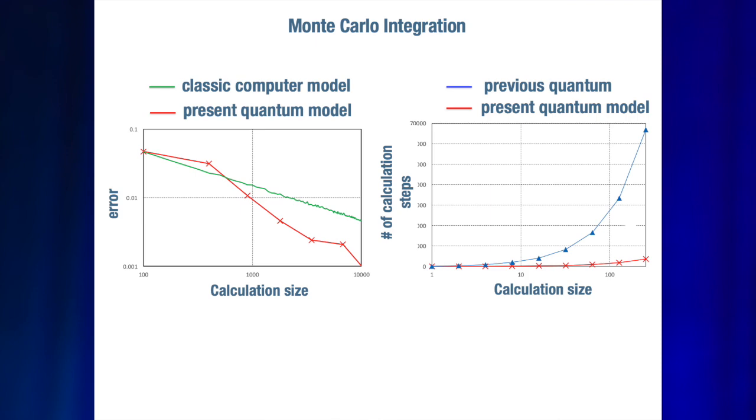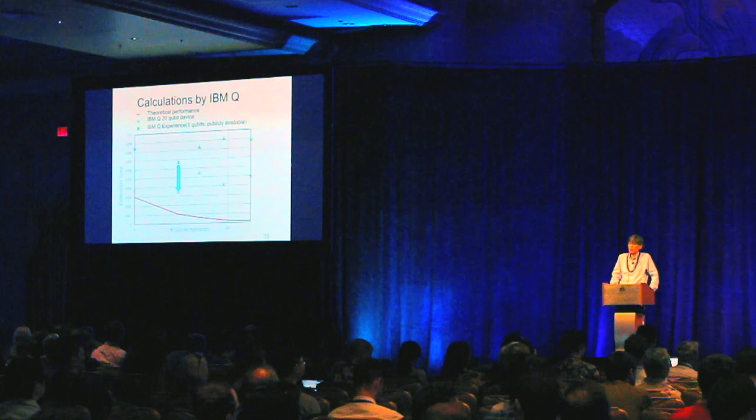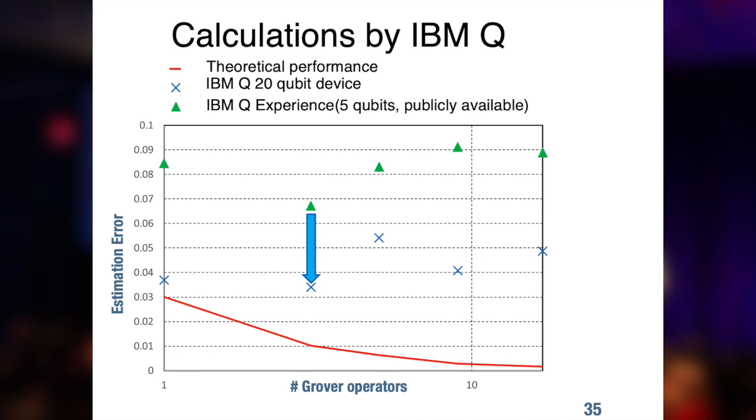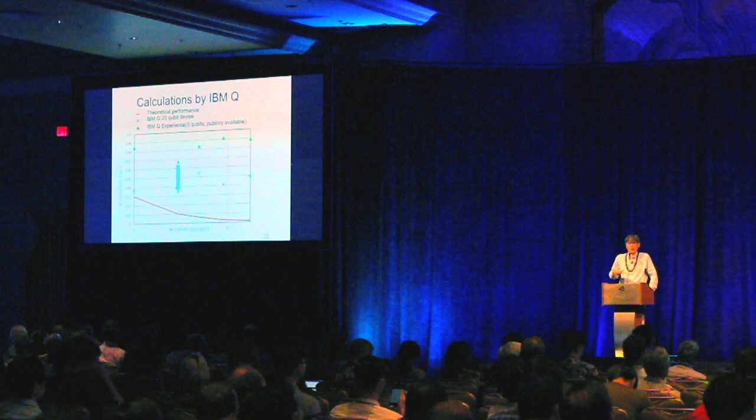And we have been able to perform such calculation using real IBM Q devices. The green points are the results we obtained by IBM Experience, something that all of you can access. And cross points are the results we obtained from one of the 20 qubit machines. And the red curve is the theoretical value that we're trying to obtain. So as you can see, we're not there yet with today's 20 qubit machine.